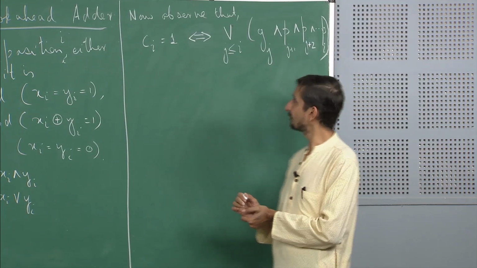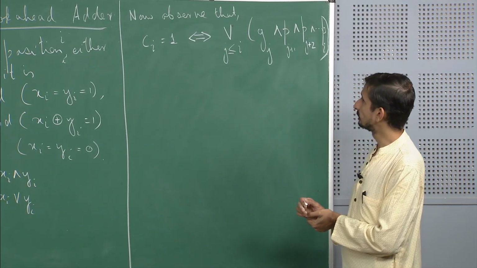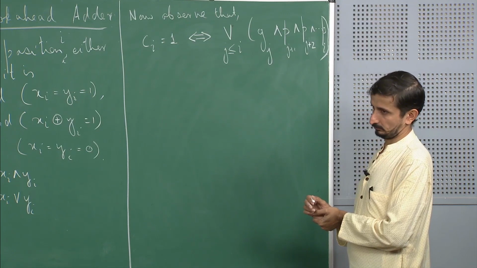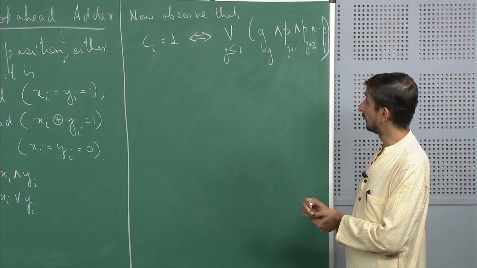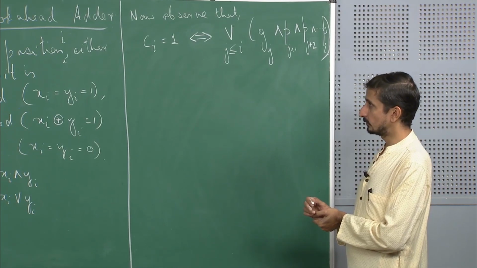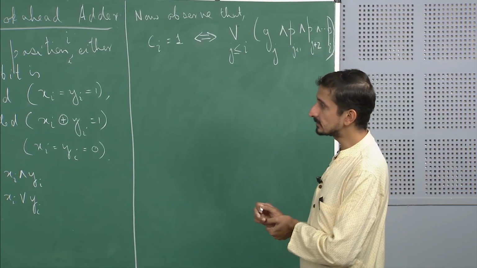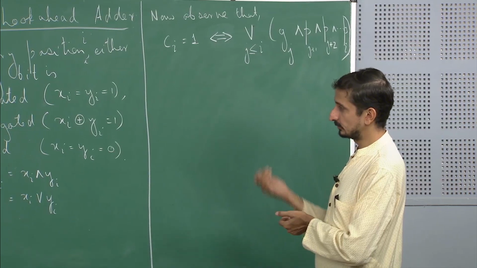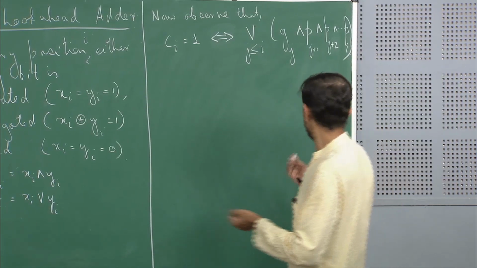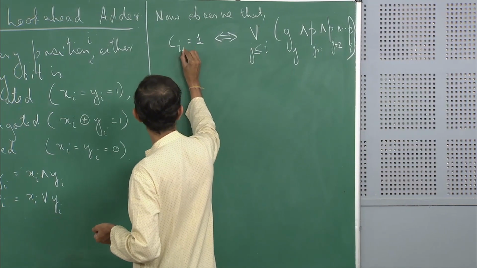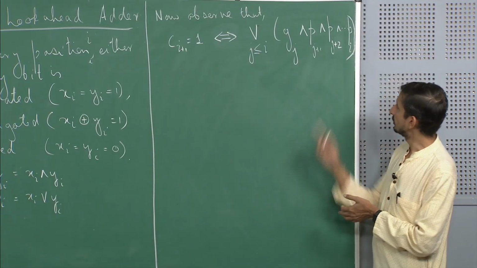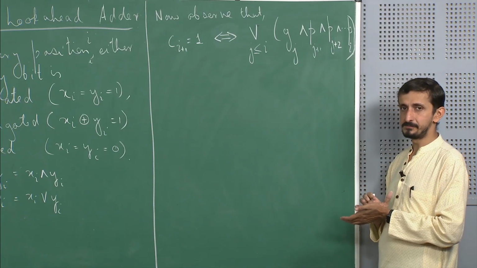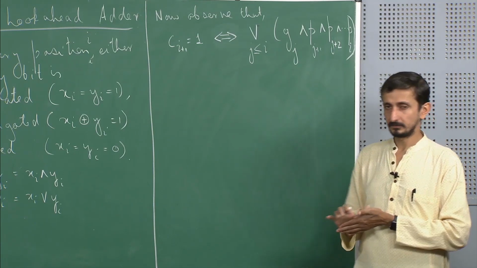Should that be Ci plus 1? So, the way we are defining it is Ci plus 1, right. So, yes, it will be Ci plus 1, because we are going up to Pi. Good point.